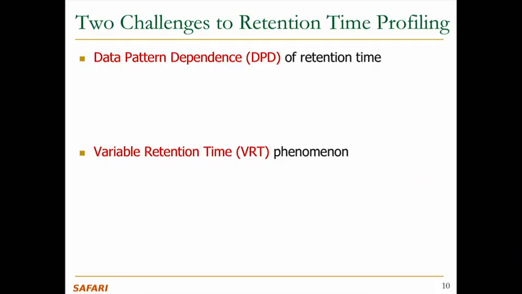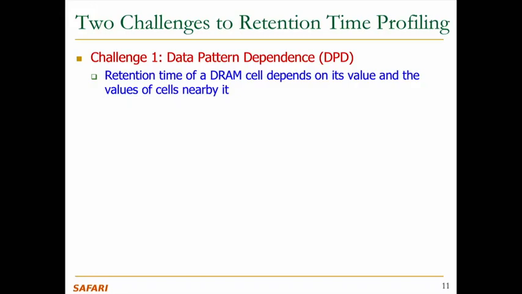Let me summarize, basically. There are two big challenges to retention time profiling, figuring out the retention time of a DRAM cell. Essentially, you have these two phenomena, data pattern dependence of retention time and variable retention time. They're both bad, but I think the second one is worse than the first one. So what is data pattern dependence? Essentially, you've seen this before, actually, in Rowhammer, right? Rowhammer errors are much worse given some data pattern. That's true for retention time also, basically.